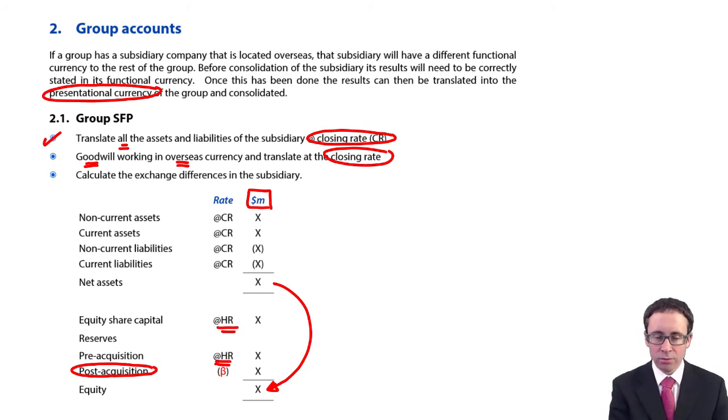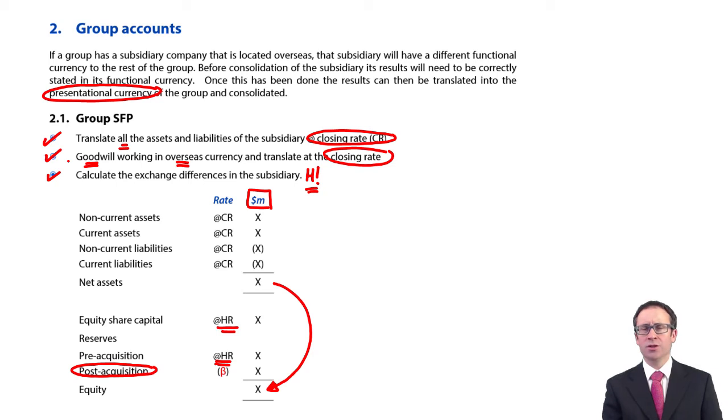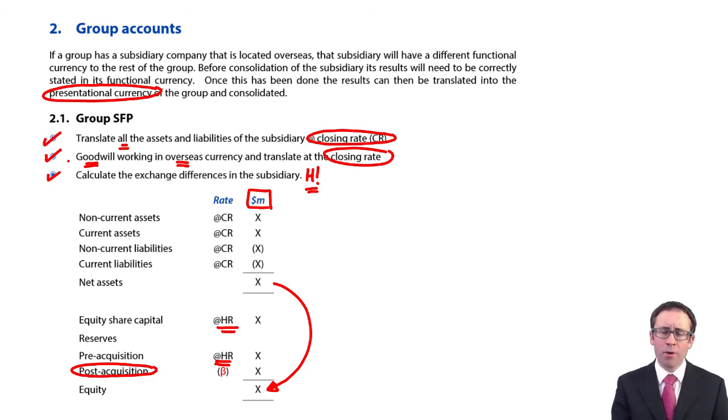You can see why it gets troublesome. Once I've translated the assets and liabilities, worked out the goodwill and worked out the post-acquisition reserves, you've then got this really hard bit, which we'll look at in a separate video, of calculating the exchange differences in the subsidiary, because we're using all these crazy rates: closing rates, historic rates, average rates. That's going to hurt your head, isn't it? So it's about knowing the fundamental rules. If you know them, you're not going to go too far wrong.